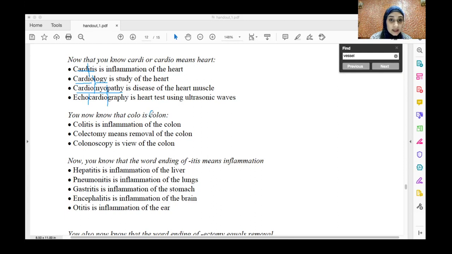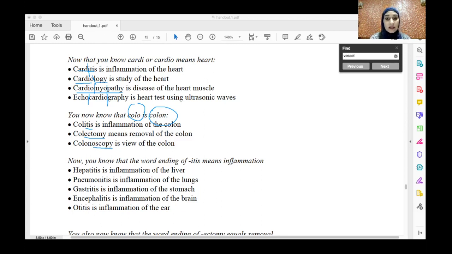Colitis. Here, words that have the root colo, meaning colon. We have colitis means inflammation of the colon. We have colectomy means removal of the colon. And we have colonoscopy means the view of the colon.